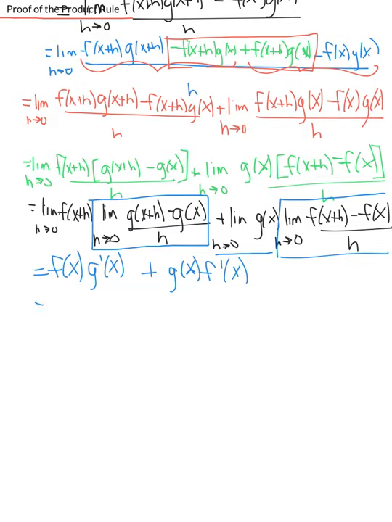Now, if you wanted to, just to make it look more like what we're used to, we can rewrite this so that this term is first. So f prime of x times g of x. f of x was our first function. So this is just tidying it up a little bit. Plus f of x times g prime of x.